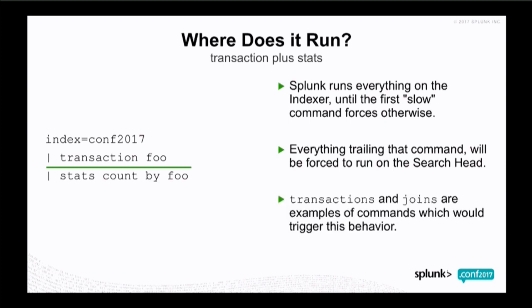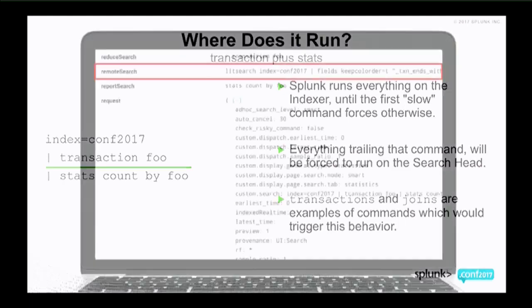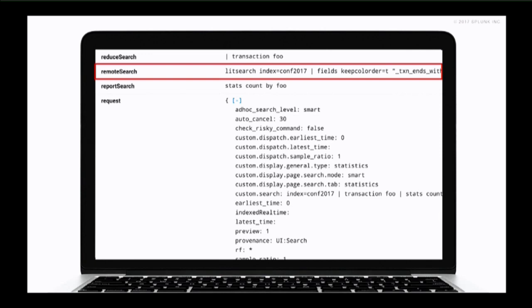So joins would also be another example of a command that would do something like this, that Splunk goes, can't do it, got to send it back. One way to tell if one of your searches is doing this is in the job inspector under remote search. So this is the query that your actual index is running to determine what's going to be filtered. You'll see things like pre-stats and pre-transaction, and then you'll be able to tell, oh, like in this example, stats didn't show up, so it's being done up the chain.